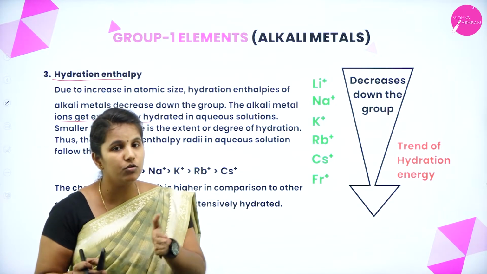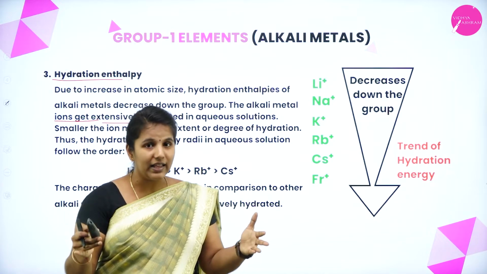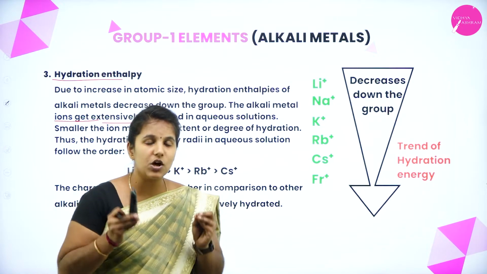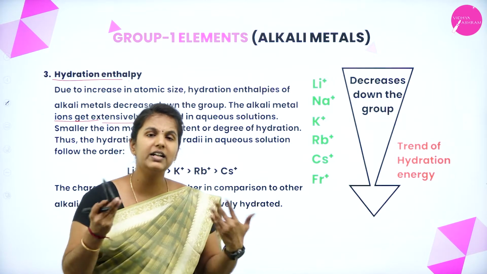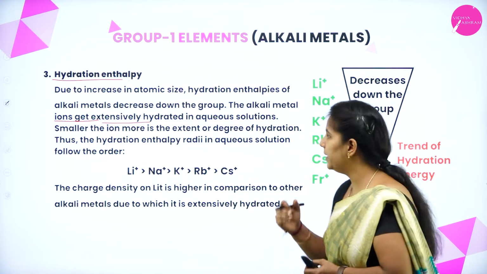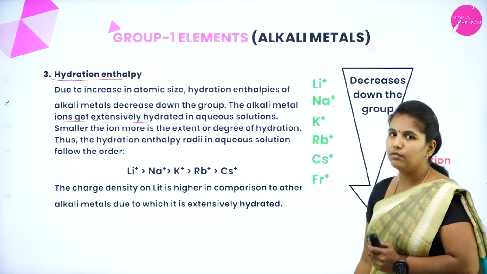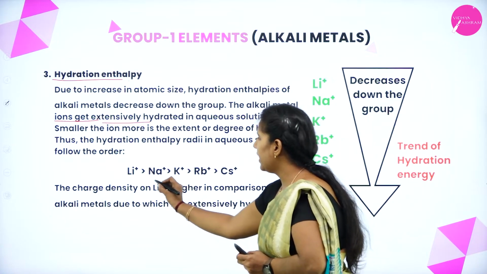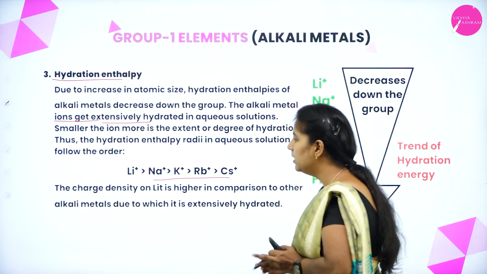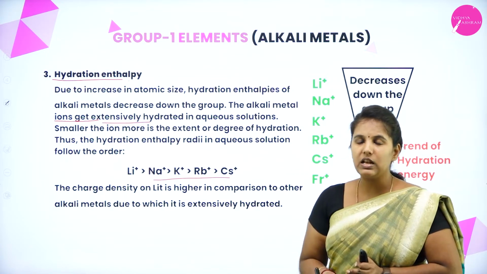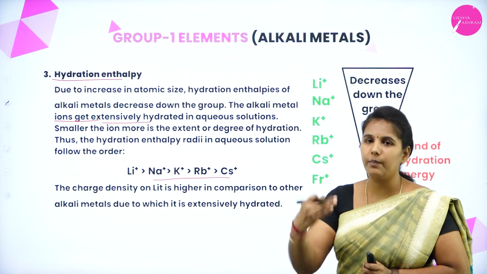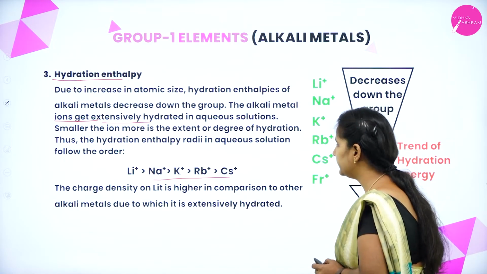Only because as we move down, the number of shells increases. Once the number of shells increases, obviously the ions, if you dissolve them in an aqueous solution, do not give rise to much heat. Hence, this hydration energy decreases as we move down the group. That is why I have written the order here: lithium, then sodium, potassium, rubidium and cesium. They form fewer hydrated ions when dissolved in aqueous solution due to the lesser hydration enthalpy as we move down the group.